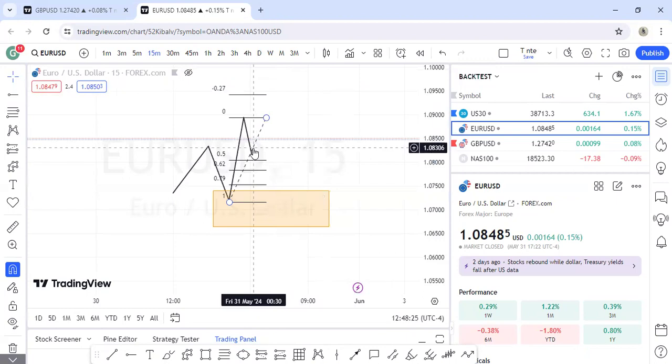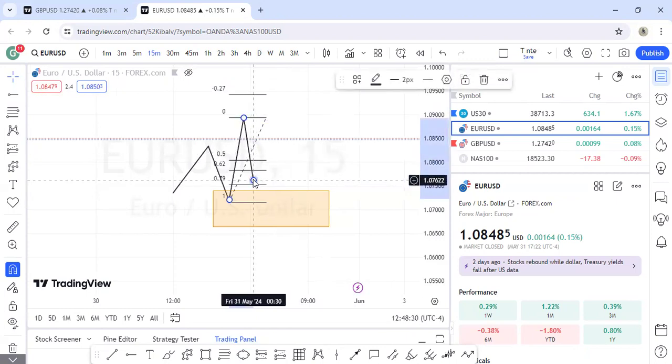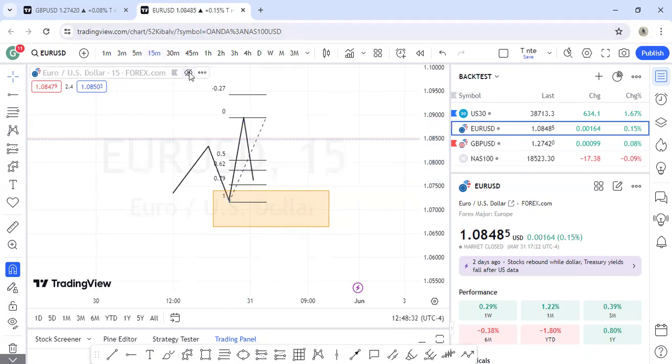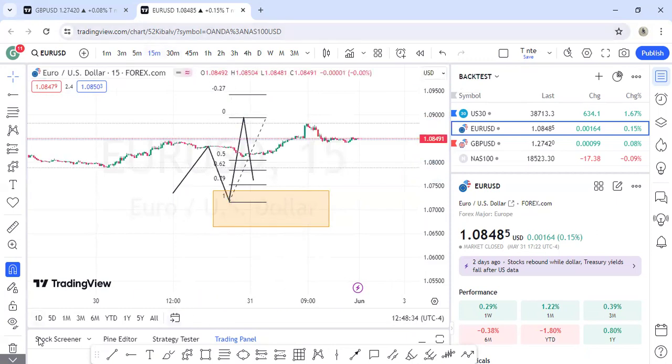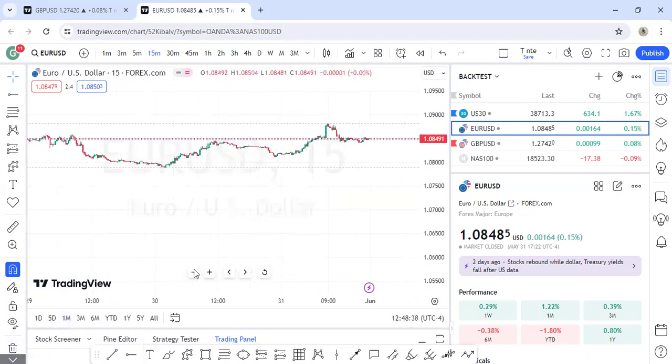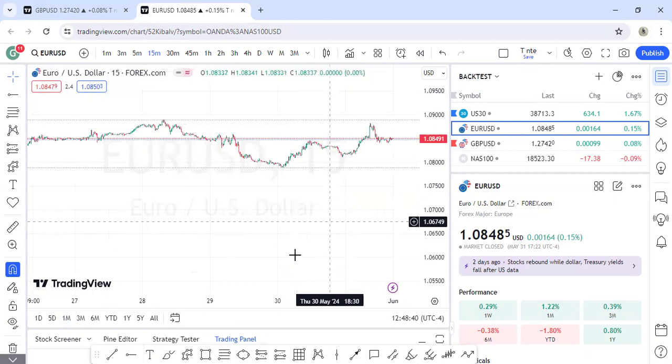It's always wise to do it like this. You wait for price to come to the discount level before buying on the lower time frame as well, right? So let's quickly go to a lower time frame chart and verify this as well.